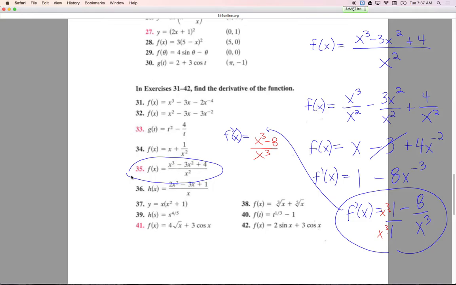No, I just look right away at your multiple choice. If you see the answer we had first, 1 minus 8 over x to the third, go with that. And if you don't, then look at the answers. You'll be able to tell.